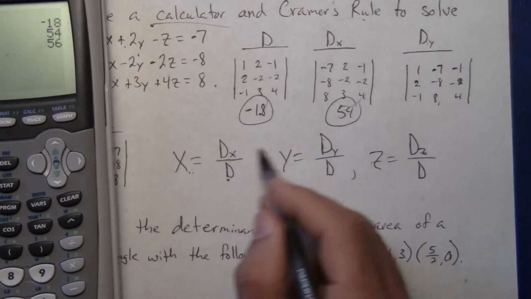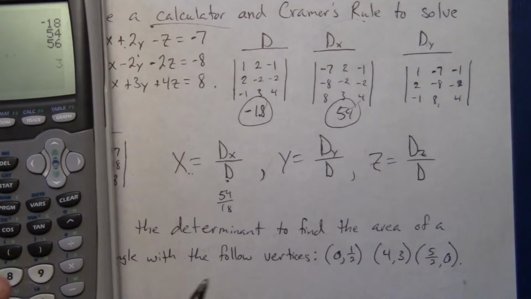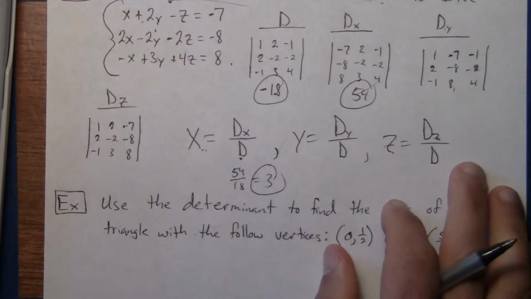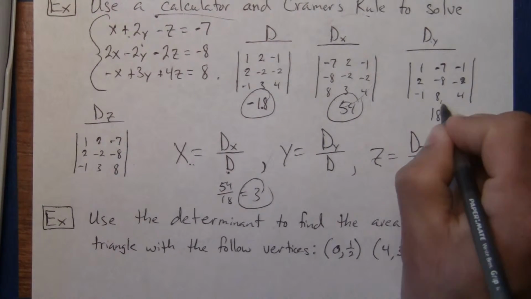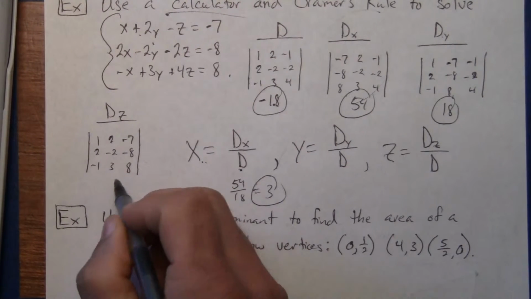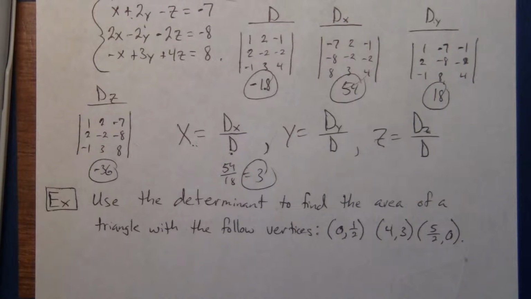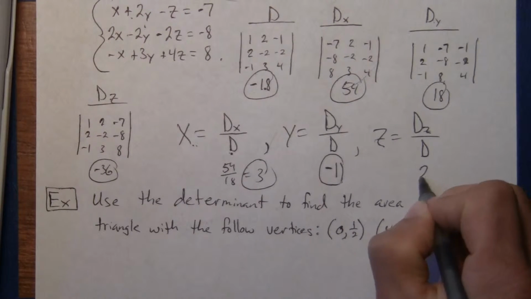And then of course if I'm looking for x, I would now say it's 54 over 18. And if you weren't sure what it was, you could type it in your calculator and say, yep, x is equal to 3. And then you just have to go back and do the same thing for y and the same thing for z. I'll just tell you what you should get. D sub y, you should get positive 18. And d sub z, you should end up getting negative 36. You can go back and double check those if you want to, which means y is eventually going to equal negative 1 and z would eventually equal 2.